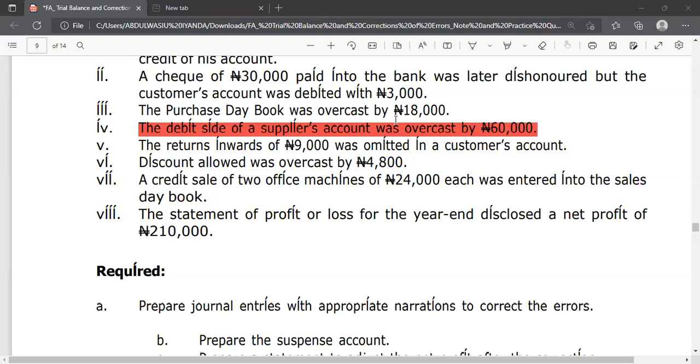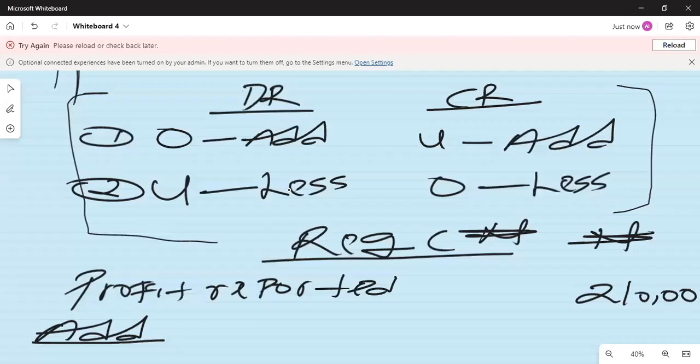So now, before you reply, look at this. This is the first time that you're learning this. Discount allowed was overcast, so what am I going to do now? Am I going to add? I'm going to less. Discount allowed was overcast by 4,800.